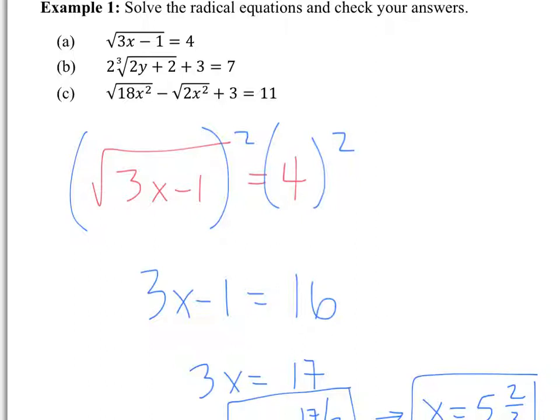If you check 17 thirds, it's really simple because the third and the 3 cancel, leaving you with the 17 minus 1, which is 16. Square root of 16 is 4, so that checks. It does work. Okay, but I would check all of these. How about part B? So part A was really simple. Let's take a look at part B now.